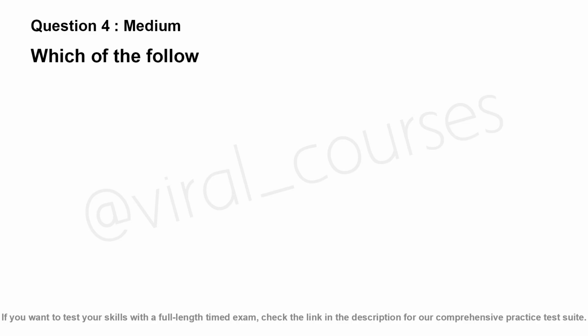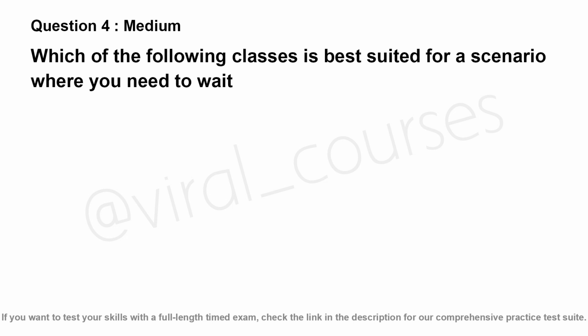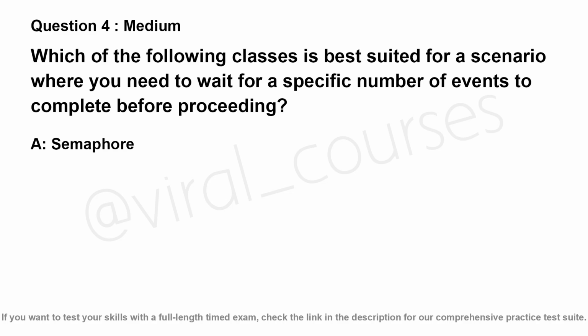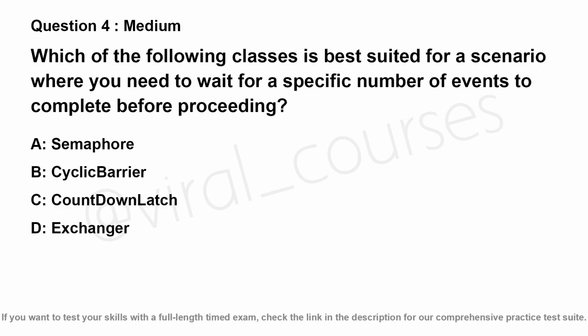Which of the following classes is best suited for a scenario where you need to wait for a specific number of events to complete before proceeding? Option A, Semaphore. Option B, CyclicBarrier. Option C, CountDownLatch. Option D, Exchanger.